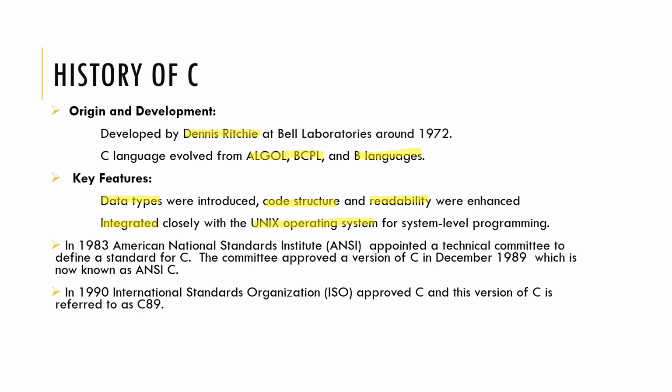In 1983, the American National Standards Institute (ANSI) appointed a technical committee to define a standard for C, and the standard for C was approved in 1989 and termed as ANSI-C. In 1990, the International Standards Organization (ISO) approved the ANSI-C standard and it is referred to as C89.